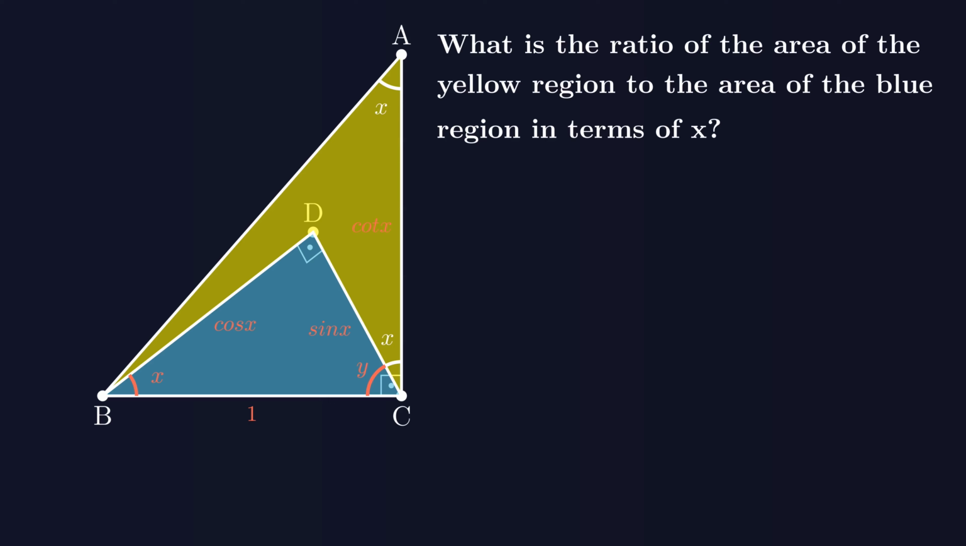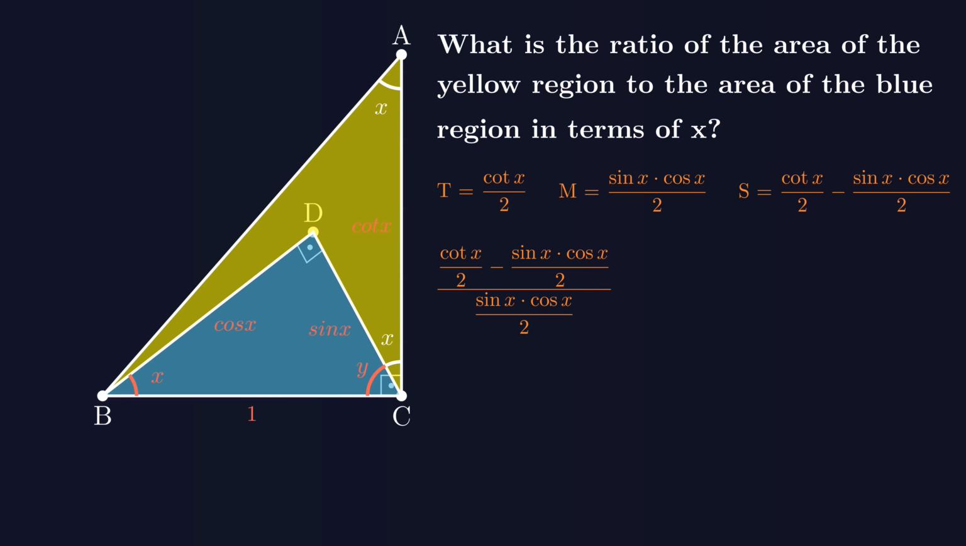Let's call the total area of triangle ABC T. That would be cotangent x divided by 2. Let's call the area of the blue triangle M. That would be sine x times cosine x divided by 2. To find the area of the yellow region, we subtract the blue area from the total. Let's call that S. And we are asked to find the ratio of the yellow area to the blue area. That would be S divided by M.